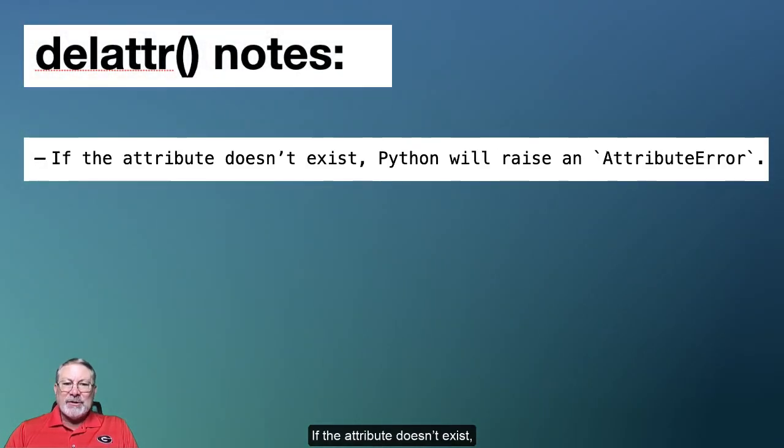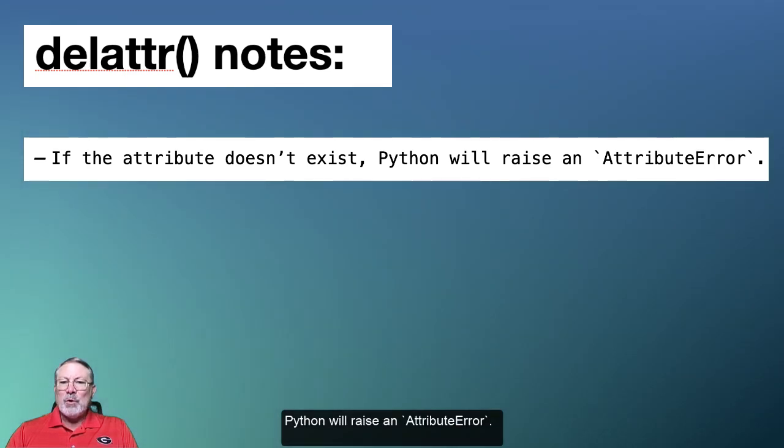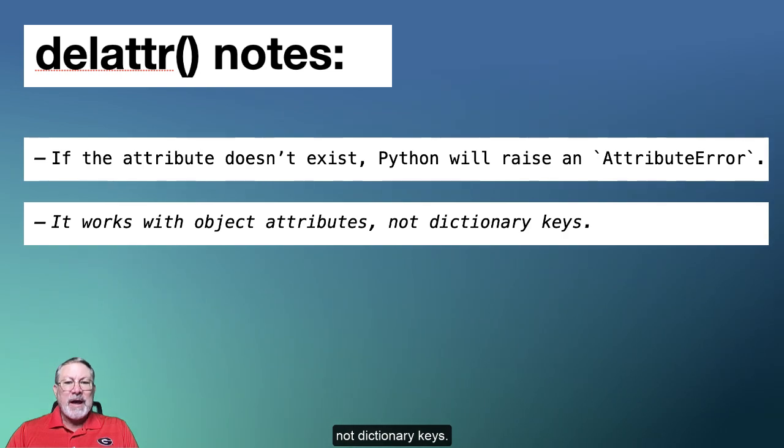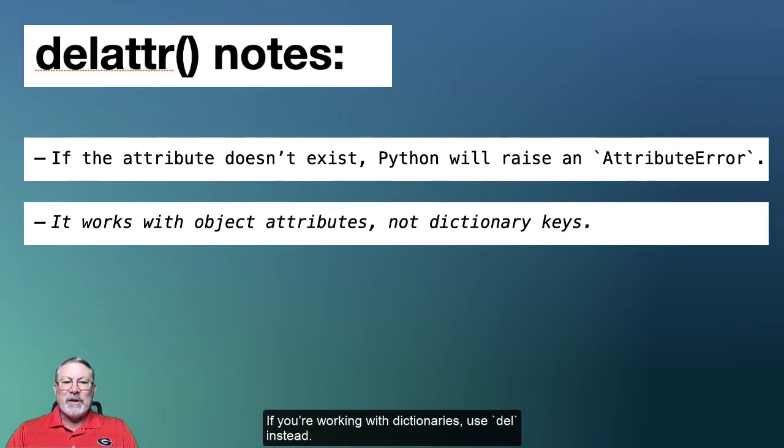A few things to keep in mind when using delattr. If the attribute doesn't exist, Python will raise an AttributeError. It works with object attributes, not dictionary keys. If you're working with dictionaries, use del instead.